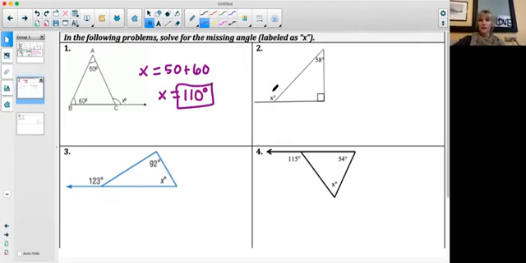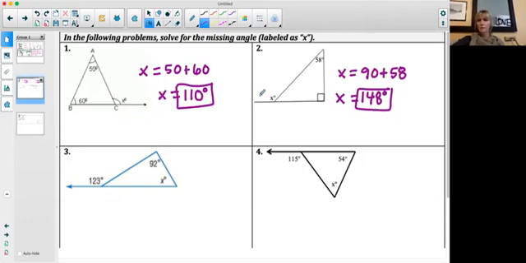Likewise on this one, here's my exterior angle, here's my two remote interior angles. So the exterior angle is equal to the sum of the two remote interior angles. Add those up and you get your missing angle. And it should make sense from the picture. I see an obtuse angle here, so I better get an obtuse angle in my work. If I don't, then something went wrong.